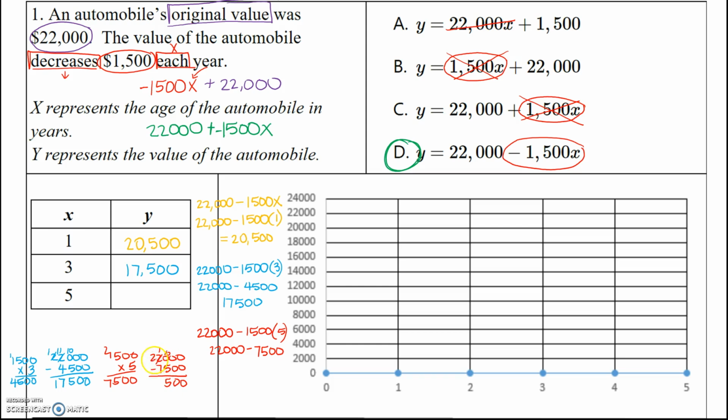10 minus 5 is 5. I need to borrow. 11 minus 7 is 4 and 1. So now I have 14,500.